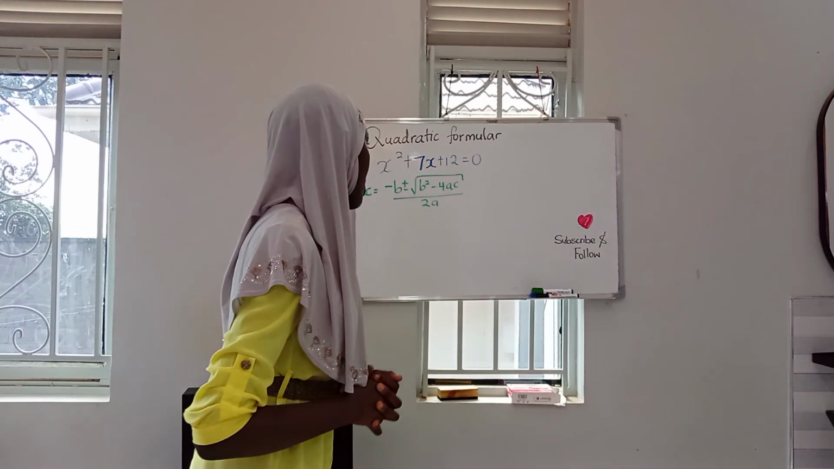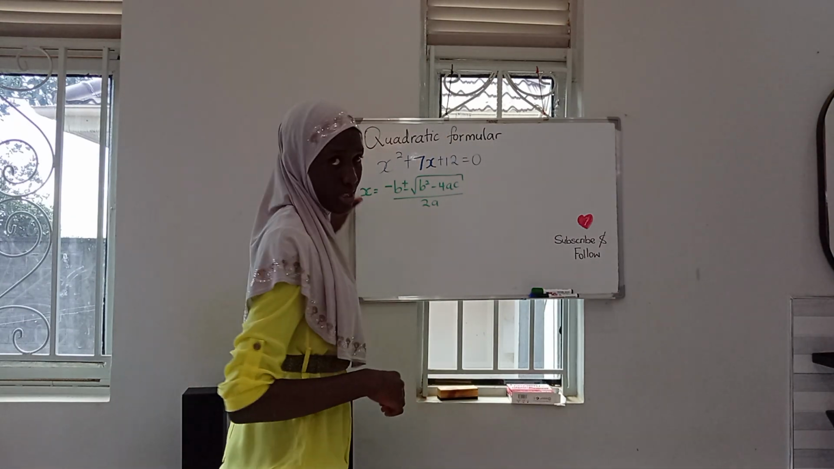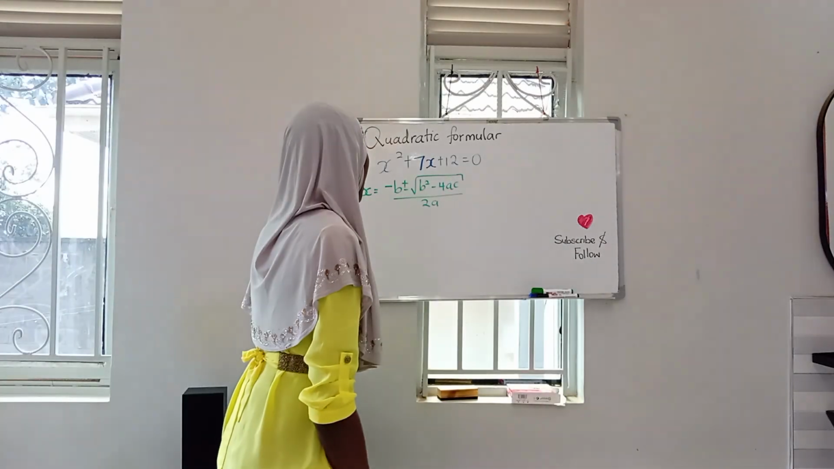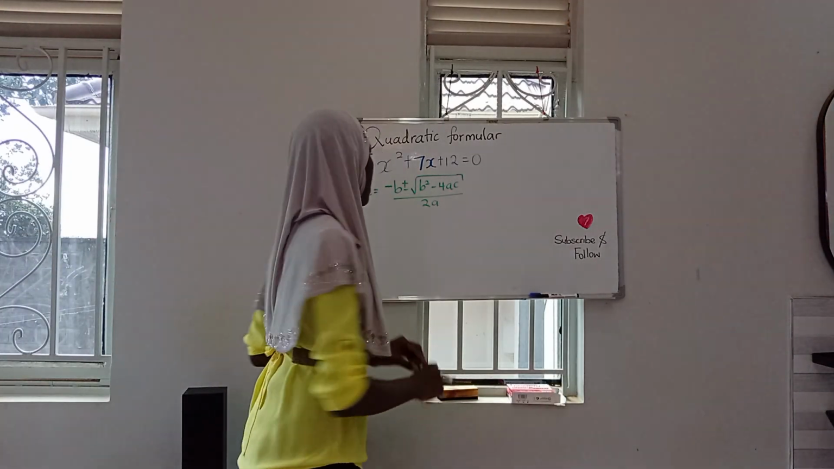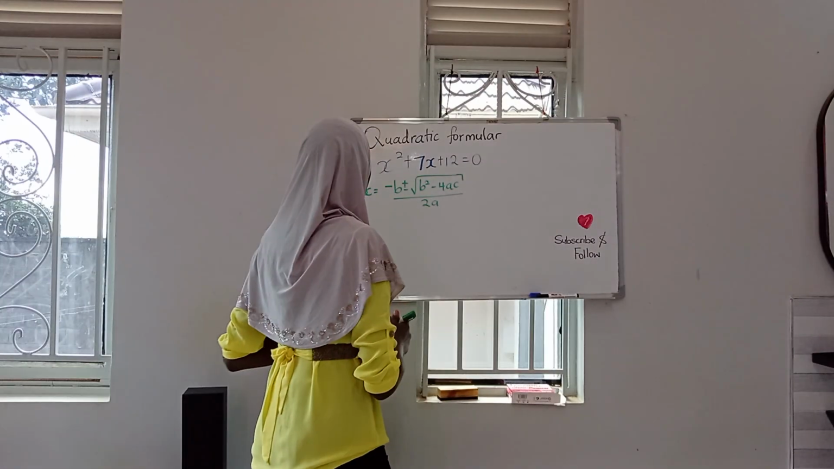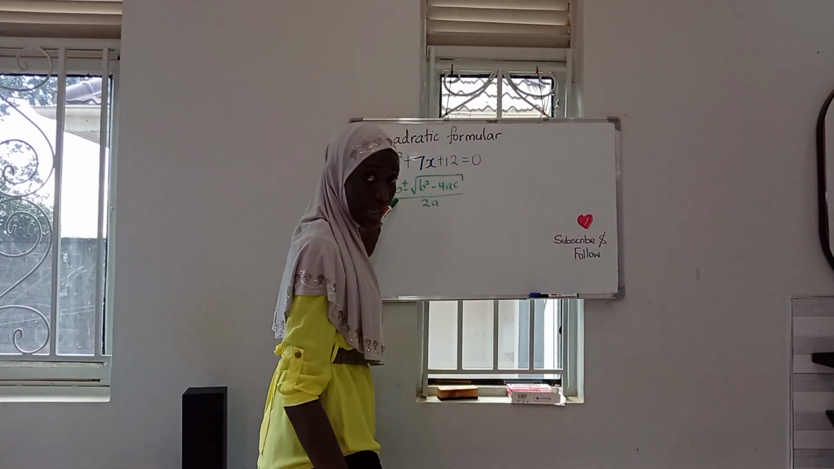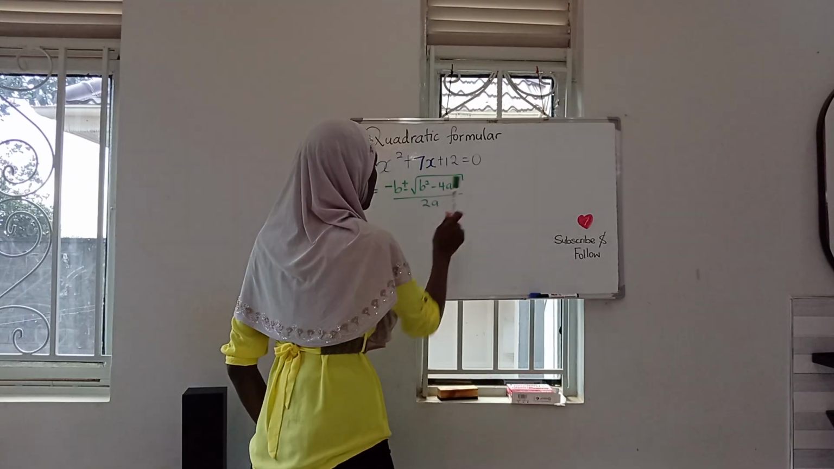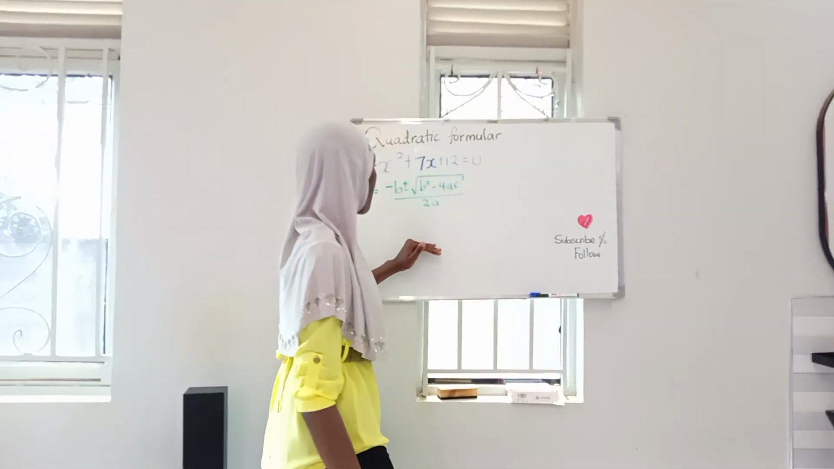Today we are going to be talking about how to solve our same quadratic equation using the quadratic formula. So our quadratic formula is this, and this is how it's written. X is equal to negative b plus or minus the square root of b squared minus 4ac, all over 2a.